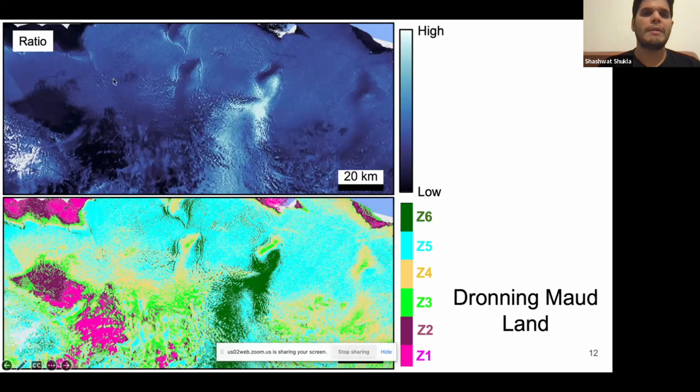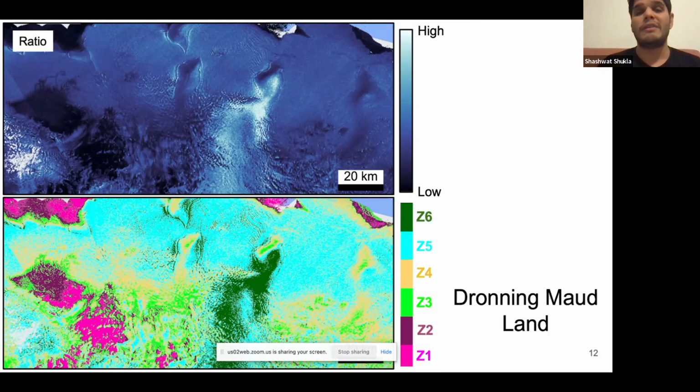The first image here is the ratio, which is a simple depolarization ratio which we get from Sentinel-1. And here it simply corresponds that the low value of this ratio is the region which is more dominated by the roughness, and the high value of the ratio, especially in these parts, corresponds to the areas which are more dominated by firn properties. So this is a general classification in this image.